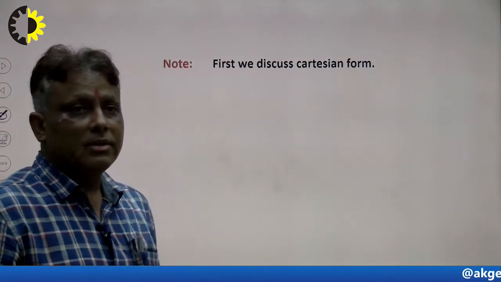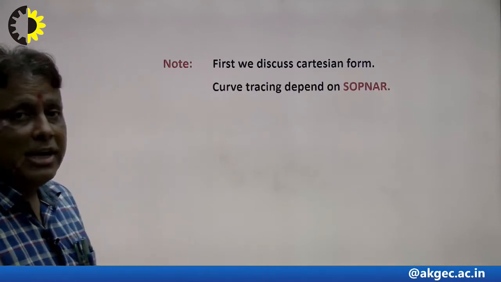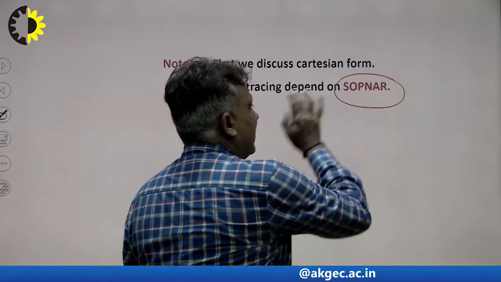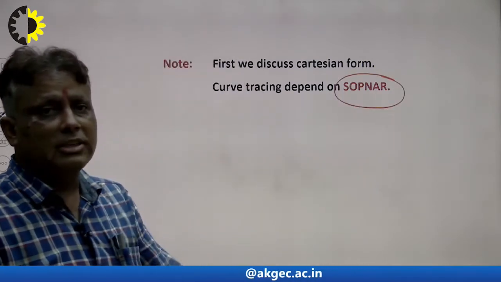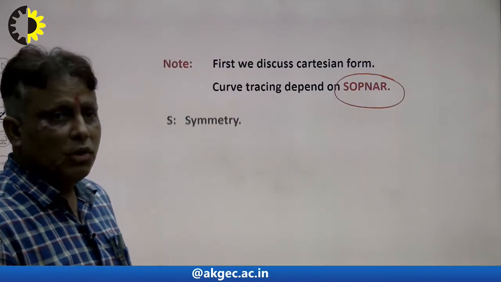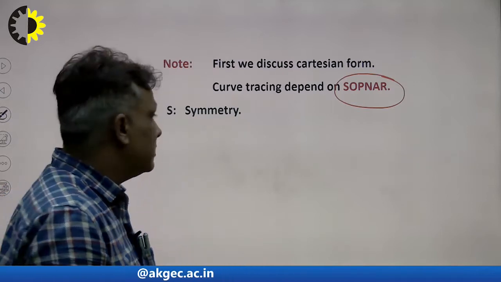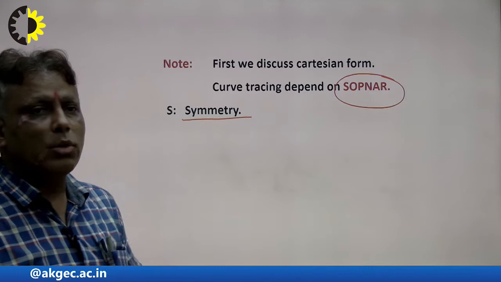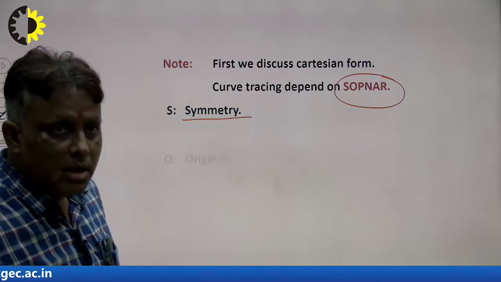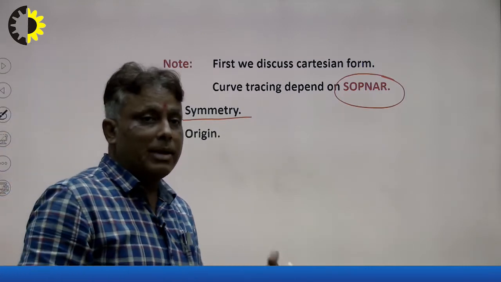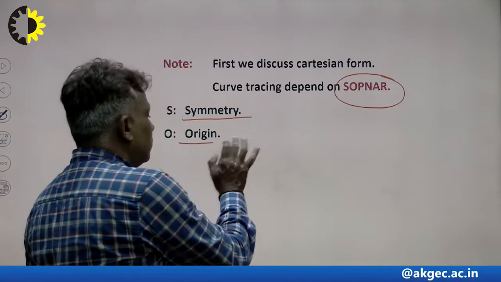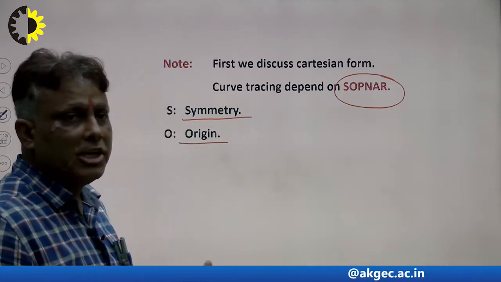the Cartesian form. Curve tracing depends on the short form SOPNAR. I explain what SOPNAR is and what the full form of SOPNAR is. First of all, S indicates symmetry. I explain what symmetry is and how to calculate symmetry in the curve, and it is denoted by S. Students remember it always. Symmetry is denoted by S. Next is origin. Students know what origin is. Origin means the coordinate 0, 0.